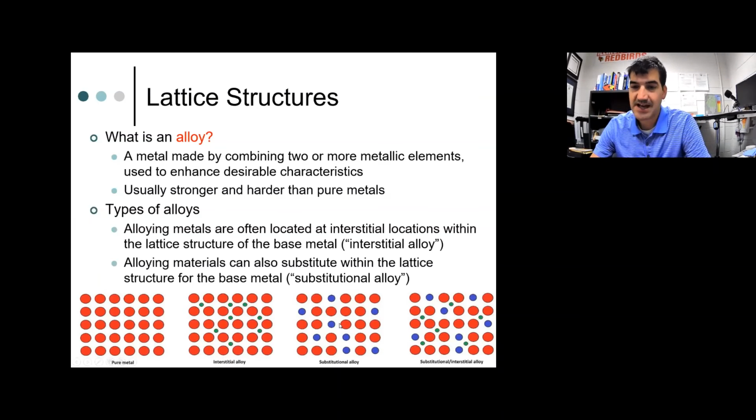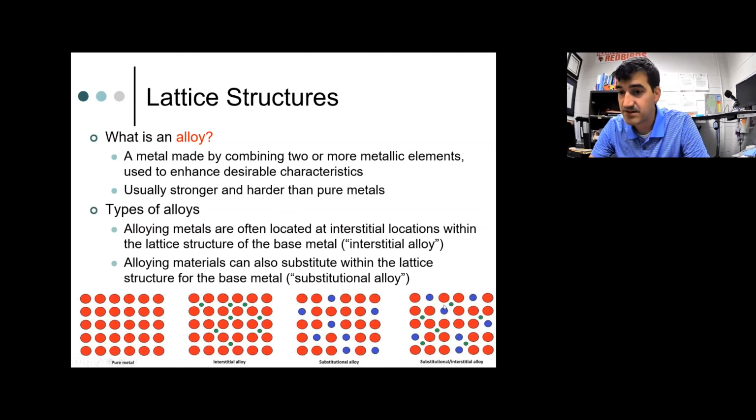A substitutional alloy, a good example of that could be bronze. Bronze is copper and tin mixed together, or brass. Brass is copper and zinc mixed together. And in both of those cases, they're substitutional. So zinc can just take the place of the copper elements in this, if it's brass.